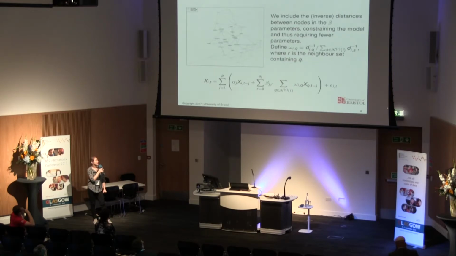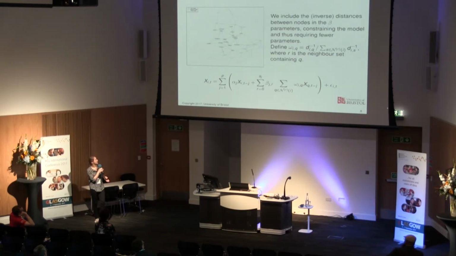So to do that, we introduce a weight parameter, the omega here. So we split up the betas, which are a set of parameters that we want to estimate, with the omegas, which we get from our graph structure. So they're like the weights of our graph.